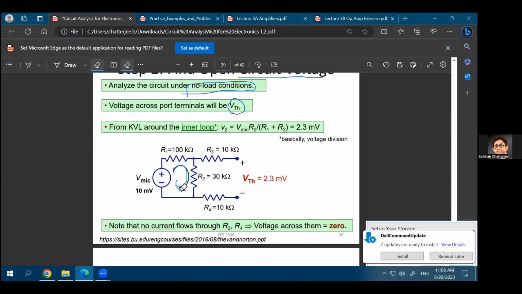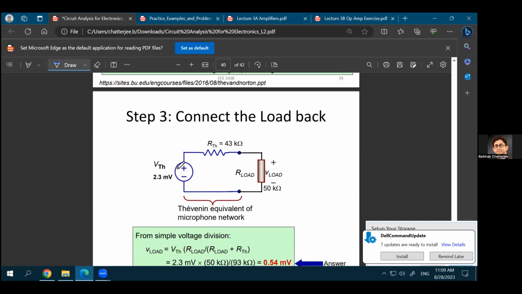There is only current flow in the inner loop, and that current flow is how much? That is this 10 millivolt divided by R1 plus R2. How much voltage do you develop across R2? The voltage that you develop across R2 is V mic times R2 divided by R1 plus R2. That's the voltage you developed across these 2 points. And that would be the same voltage that you have at these 2 points because there is no current flow in this loop. So the voltage developed across R2 is your output Thevenin voltage. And that you can calculate through the theory of voltage division, and that would become 2.3 millivolts. Okay, so your Thevenin equivalent voltage is 2.3 millivolts, and Thevenin equivalent resistance is 43 kilo ohms.